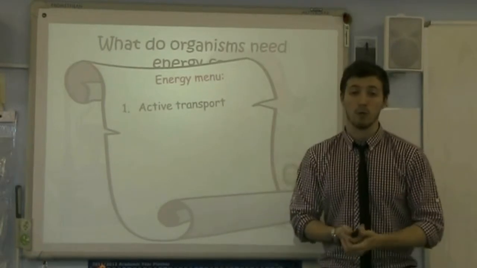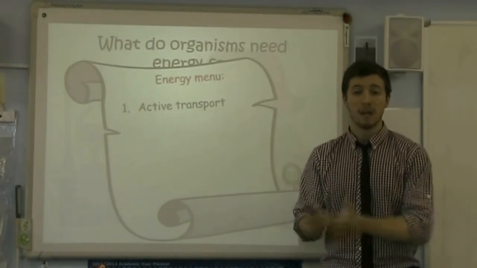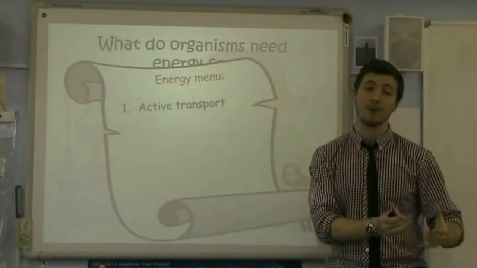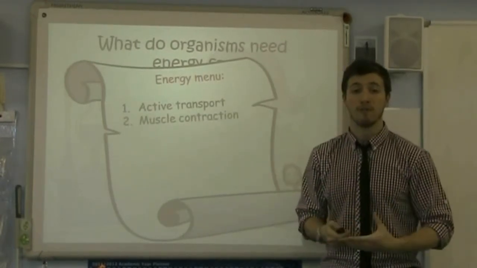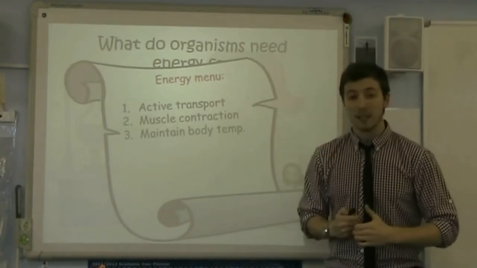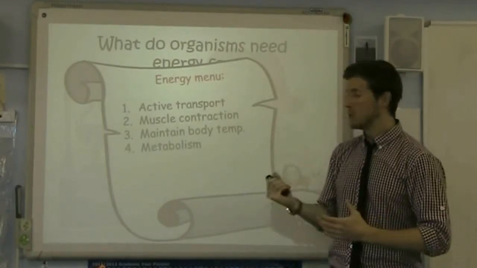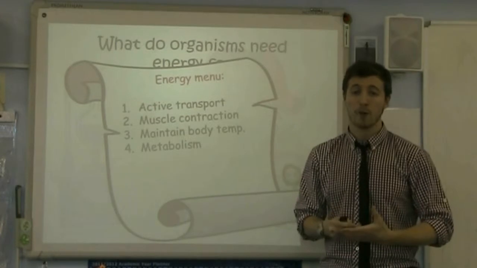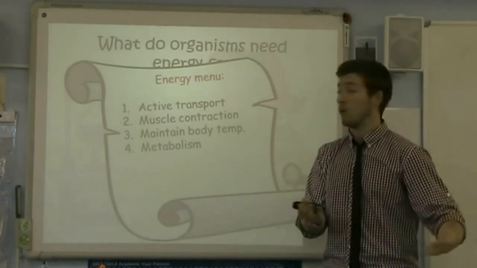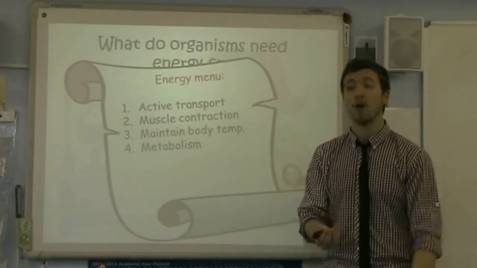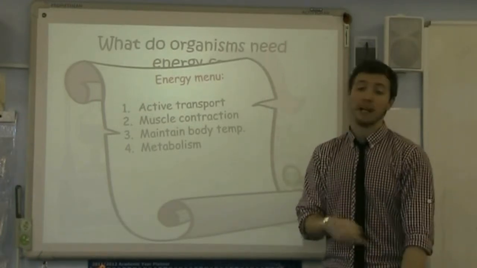Active transport from Unit 1. It definitely uses ATP, moving substances against the concentration gradient. Muscle contraction, that you'll find out about in Unit 5. Maintaining your body temperature requires some energy. Your metabolism, generally the reactions that occur in your body. That's quite a blanket term, but it's still way better than saying movement or breaking things down.